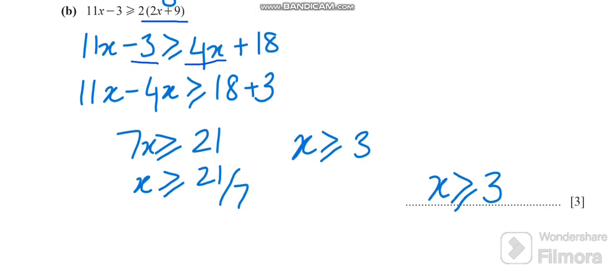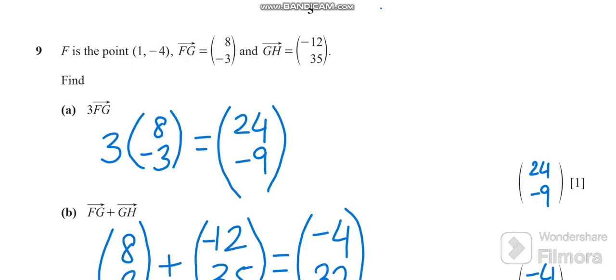So we will divide 7x by 7 and we will also divide 21 by 7, and the value of x is greater than or equal to 3. So this will be the final answer. x is greater than or equal to 3.